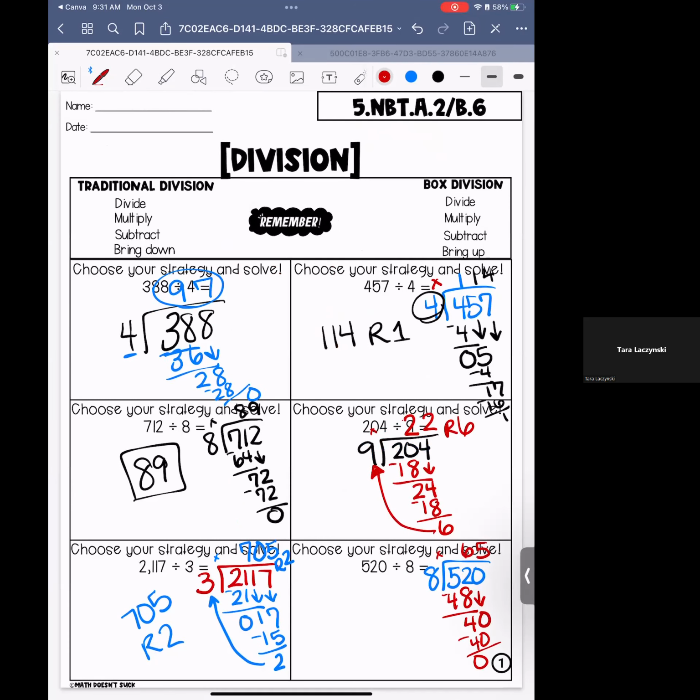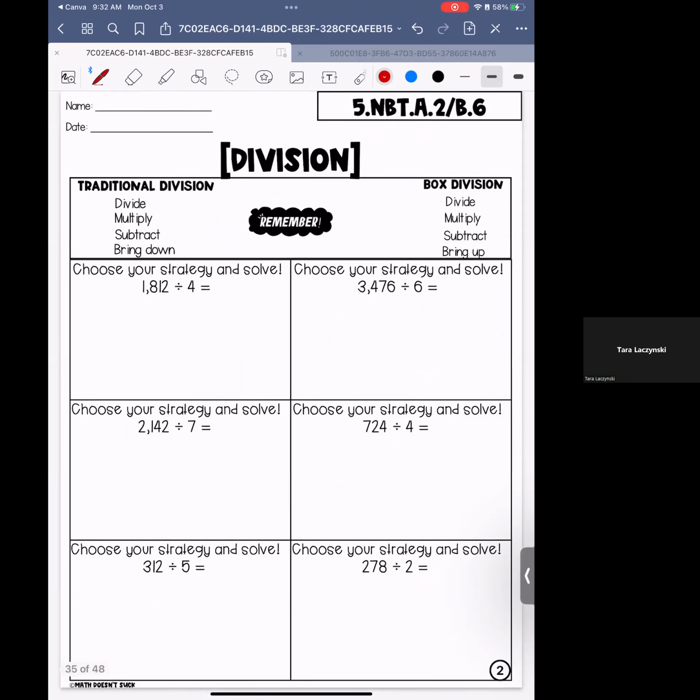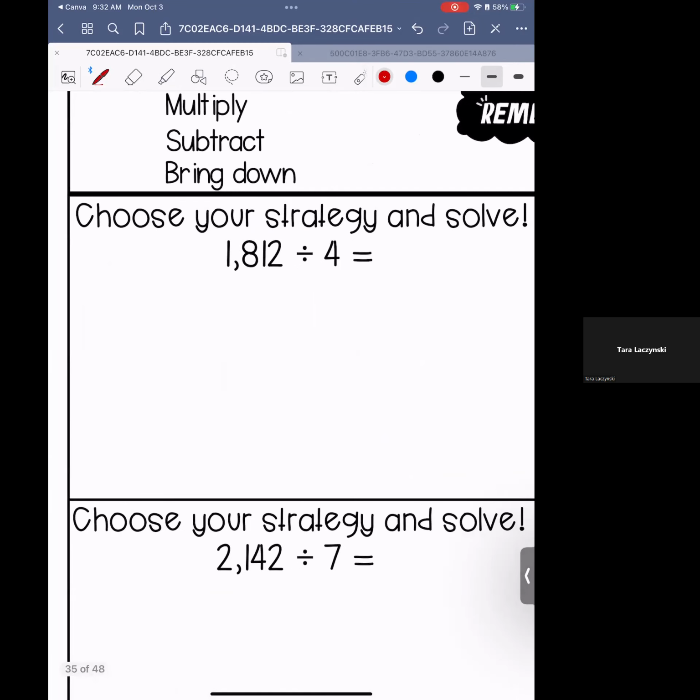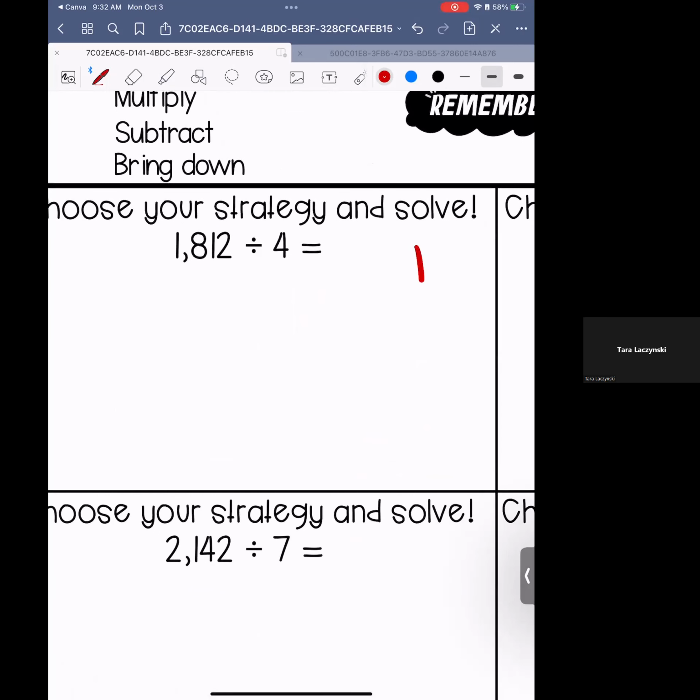If you have any questions, please let me know. All right, I'm going to head on to page 2. So if you need to stop, please do so. If you're ready, here we go. We have 1,112. I'm going to put that over here.